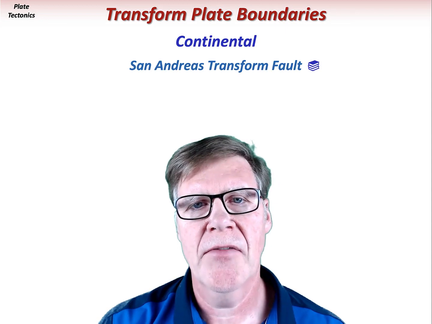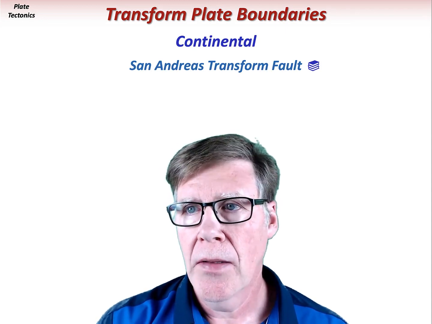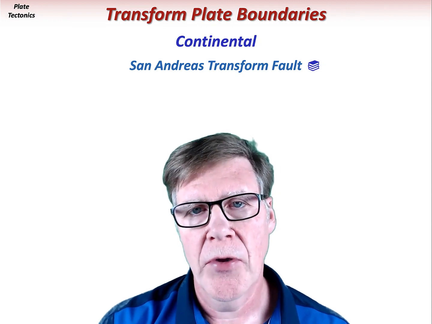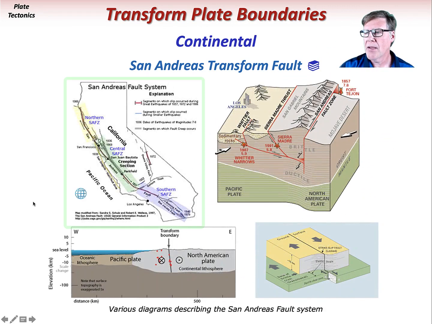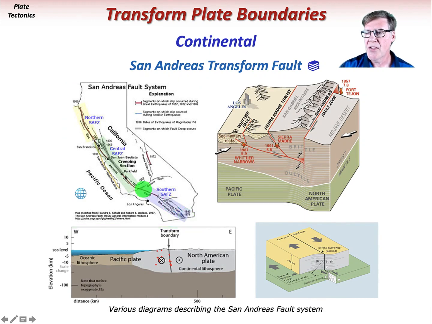The San Andreas Fault is a large right lateral transform fault that separates the Pacific Plate from the North American Plate. Coming up from the Gulf of California through the Salton Sea area, across north of Los Angeles, up towards San Francisco, north of San Francisco, and then off the coast.